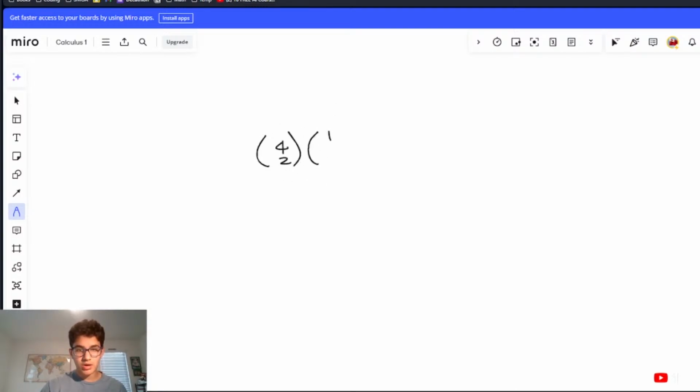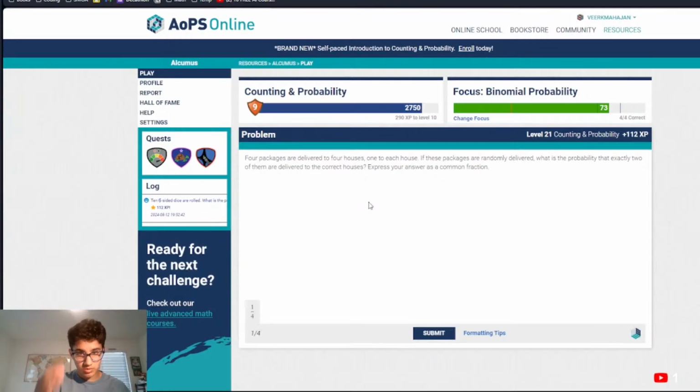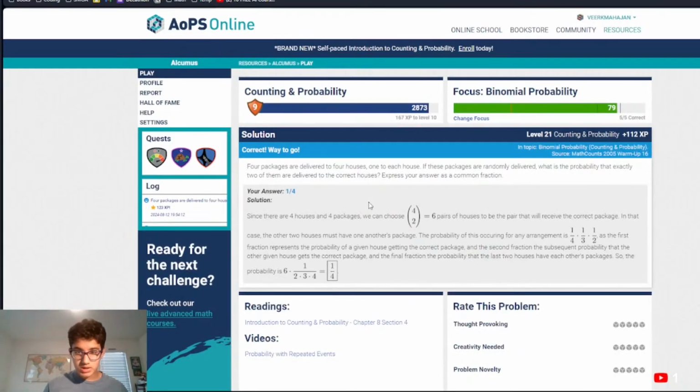Then you multiply it by 1/4 for the first one. There's a 1/4 chance that you get the first one right, and a 1/3 chance that you then get the second one right. Now there are two more houses. You either get it right or wrong, so you just have to pick one of them to go in the wrong direction. So it'll be 1 over 2 to go to the wrong house. So this becomes 6 over 24, which is 1/4, which is probably wrong. Okay, it's correct.